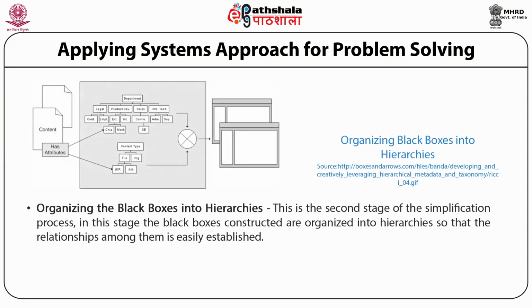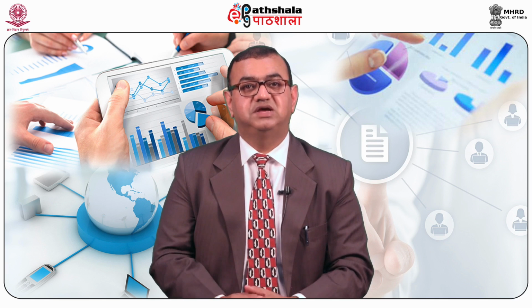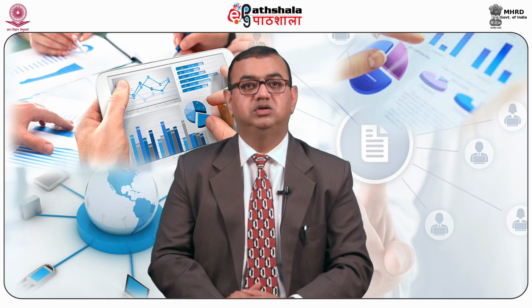The second step is organizing the black boxes into hierarchies. This is the second stage of the simplification process. In this stage, the black boxes constructed are organized into hierarchies so that the relationship amongst them is easily established. Once a hierarchy of black boxes is established, the system becomes easier to understand as the internal working of the system becomes clearer. So students, let's now summarize what we have learned in this module.